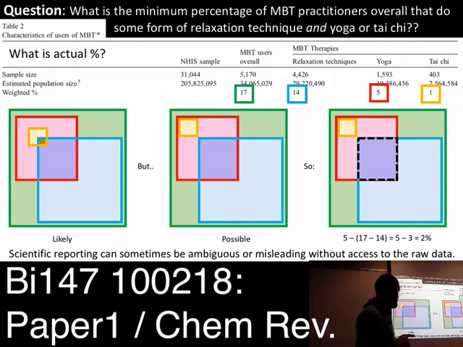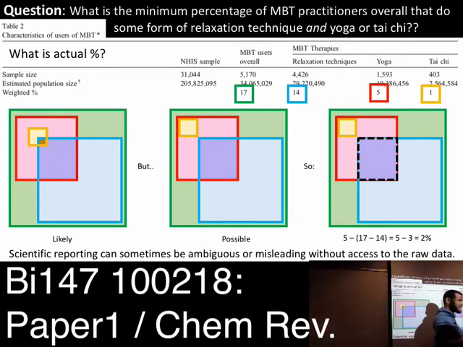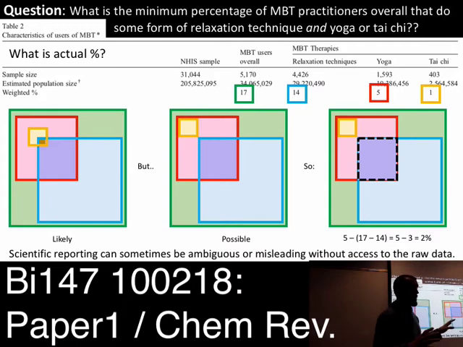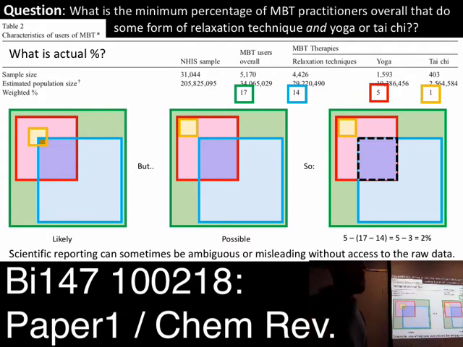And also, sometimes this is an important thing to understand that scientific papers can be ambiguous or even misleading without access to the raw data. We probably could answer this. What is the actual percentage of mind-body practitioners overall that do some relaxation and yoga or Tai Chi? But we would have to have the raw data, right? Because the numbers they're reporting are processed. They've been analyzed and processed. And so the actual information is in that raw data, but we would have to have access to that raw data to be able to say that. Some papers, online papers, have raw data in an appendix that's a link somewhere online that you can access.